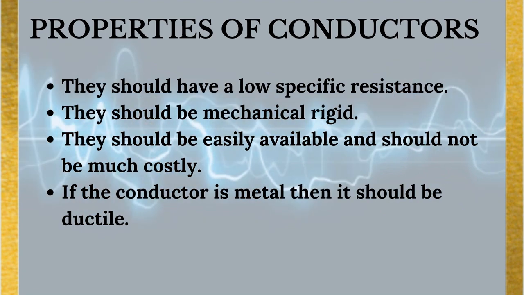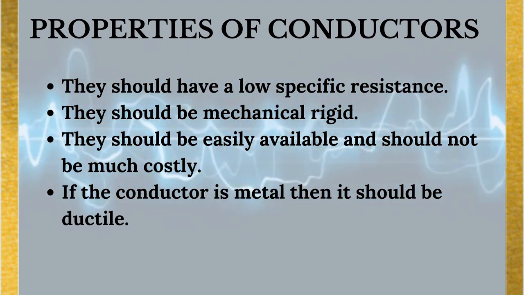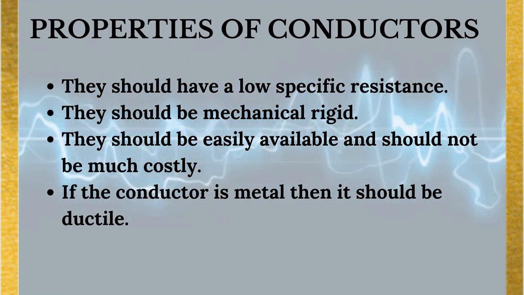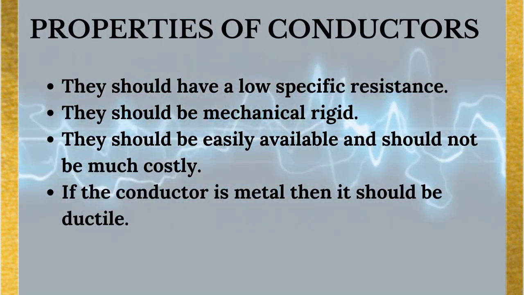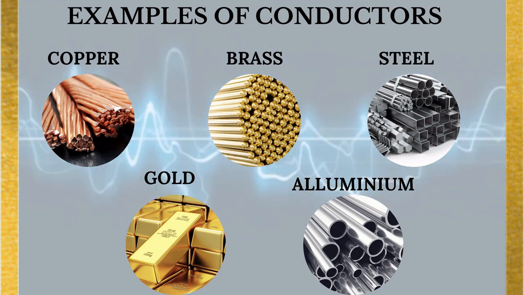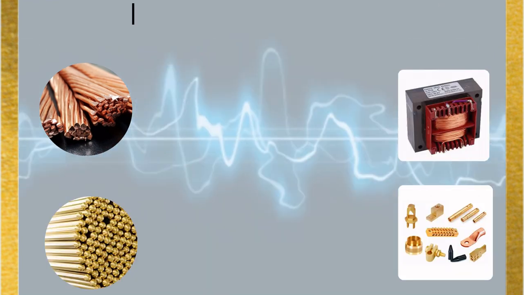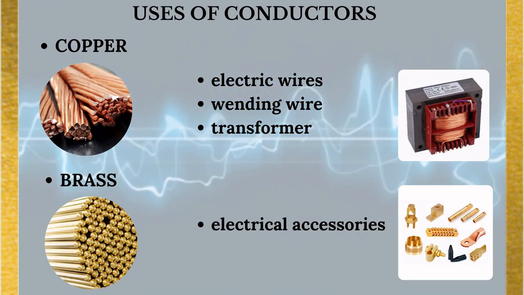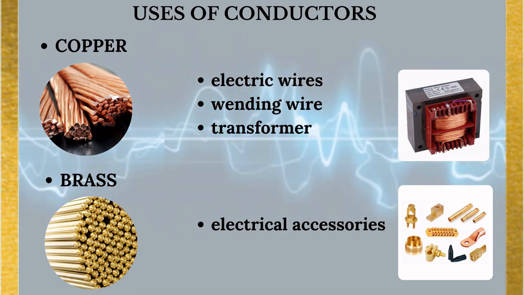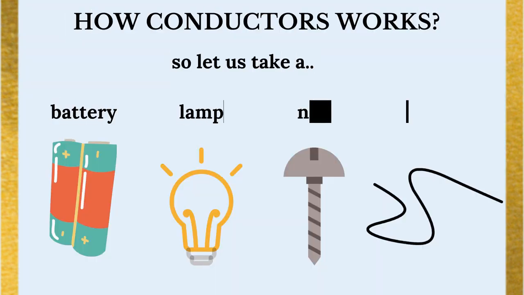Properties of conductors. They should have a low specific resistance. They should be mechanically rigid. They should be easily available and should not be very costly. If the conductor is metal, then it should be ductile. Examples of conductors: copper, brass, steel, gold, aluminum. Uses of conductors: copper for electric wires, winding wire, transformer. Brass for electrical accessories.